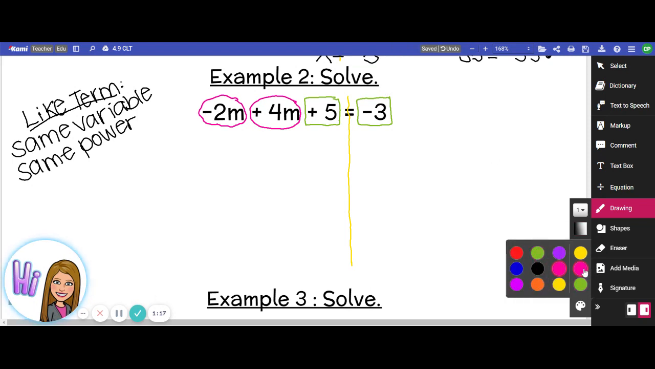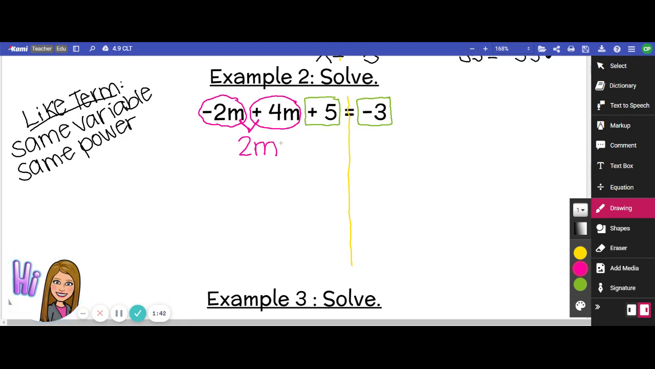So our first step is to combine those two like terms. So I've got negative 2 plus 4. So a negative 2 plus 4, we've got opposite signs. So I'm going to subtract. So 4 minus 2 is 2. And then 4 is bigger, so I'm going to keep that positive. So it's positive 2m. And I'm going to bring down my positive 5 equals negative 3.